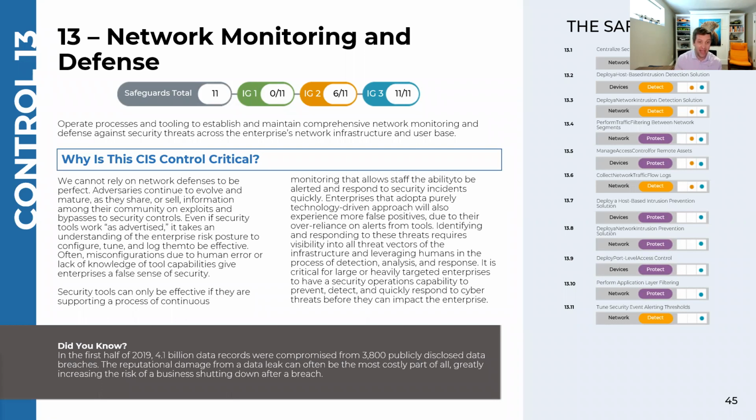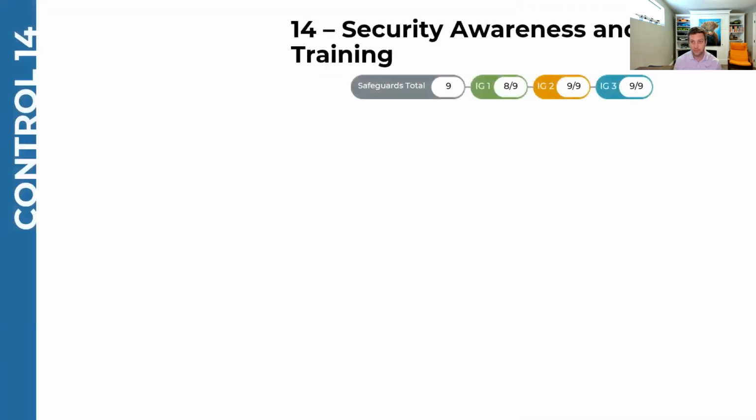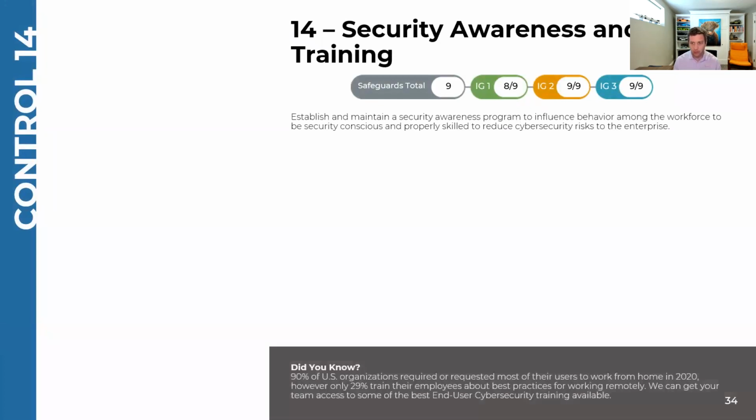If you were a bank or a hospital or something like that, where you're a pretty interesting target that someone would specifically go after, that's why you're going to see most of these are Implementation Group 2 and 3 items. But this one, security awareness and skills training, is all about the people.